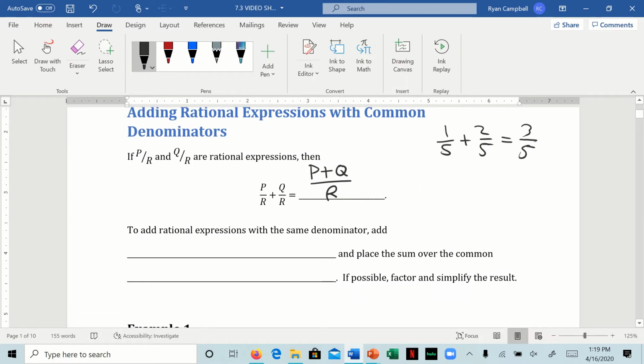So if you wrote it out, we would say to add rational expressions, we add the numerators and place the sum over the denominator. And then after this, make sure that we can factor and simplify. So once we get this, we always need to make sure, have we simplified everything? Sometimes we're going to need to do that.